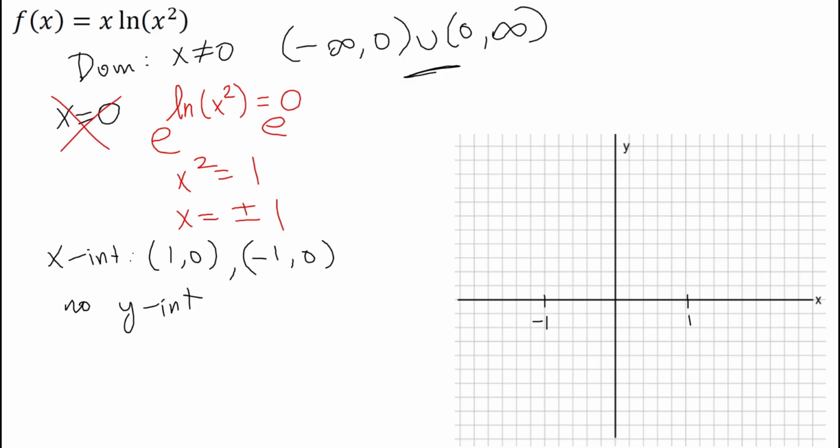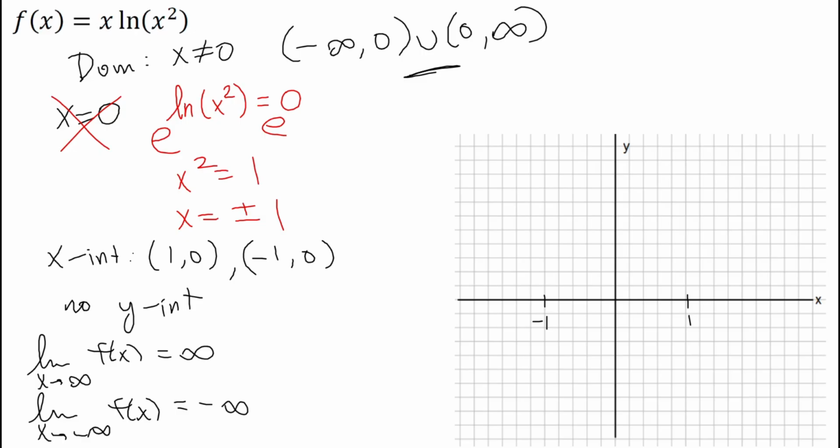There's no slant asymptote. As far as horizontal asymptotes go, if we look at the limit as x approaches infinity of f of x, that's just infinity, right? Because it's infinity times infinity. And the limit as x approaches negative infinity of f of x, well, that's negative infinity times infinity, which is negative infinity. So we have no horizontal asymptotes.